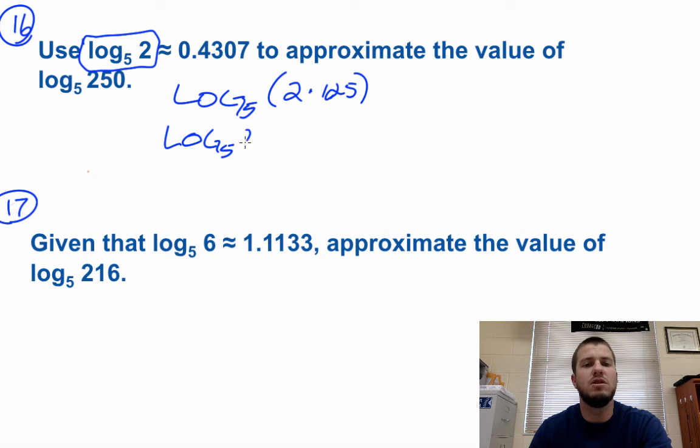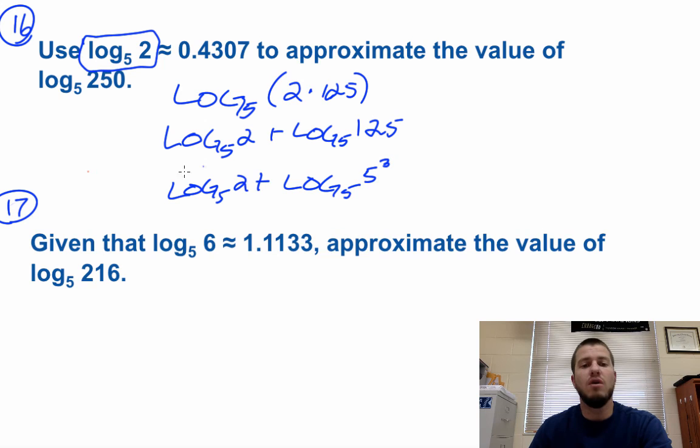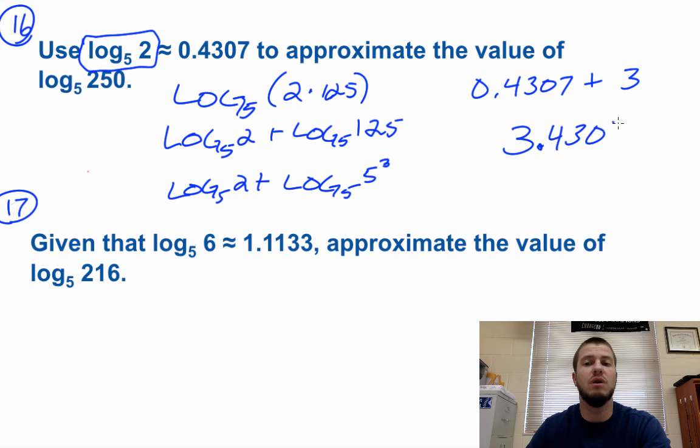Log base 5 of 2 plus log base 5 of 125. And now if you notice, this log base 5 of 125 is going to become log base 5 of 5 raised to the third. 125 is 5 raised to the third. So you know the value of log base 5 of 2, which is 0.4307 plus, and this, you can use your rule, the bases are the same, the whole thing is equal to 3, and when you add those together you get 3.4307.